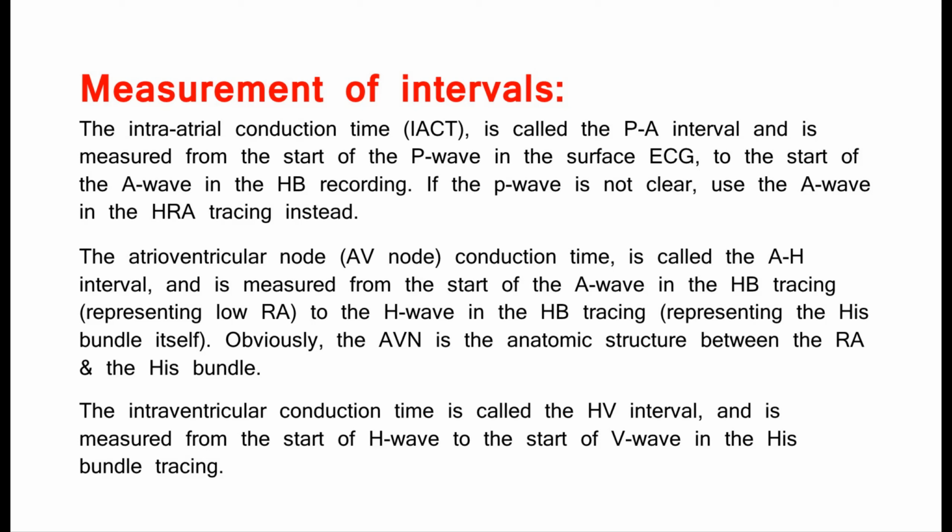The atrioventricular node, AV node, conduction time, is called the AH interval, and is measured from the start of the A wave in the HB tracing, representing low RA, to the H wave in the HB tracing, representing the His bundle itself. Obviously, the AVN is the anatomic structure between the RA and the His bundle. The intraventricular conduction time is called the HV interval, and is measured from the start of H wave to the start of V wave in the His bundle tracing.